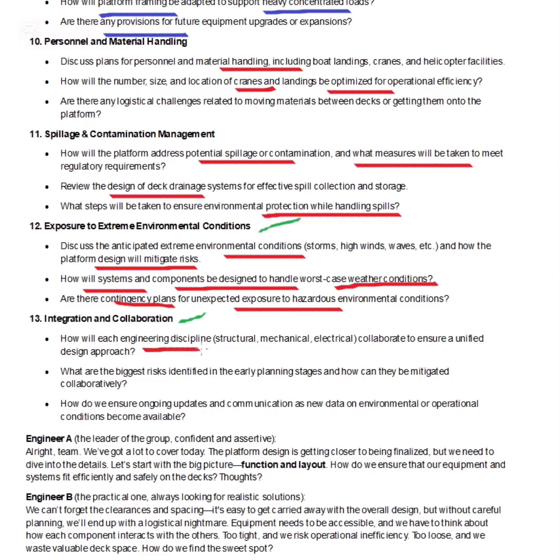Integration and collaboration. How will each engineering discipline collaborate to ensure a unified design approach? What are the biggest risks identified in the early planning stage? How can they be mitigated collaboratively? How do we ensure ongoing updates and communication as new environmental and operational data becomes available? These are the points we need to think about.